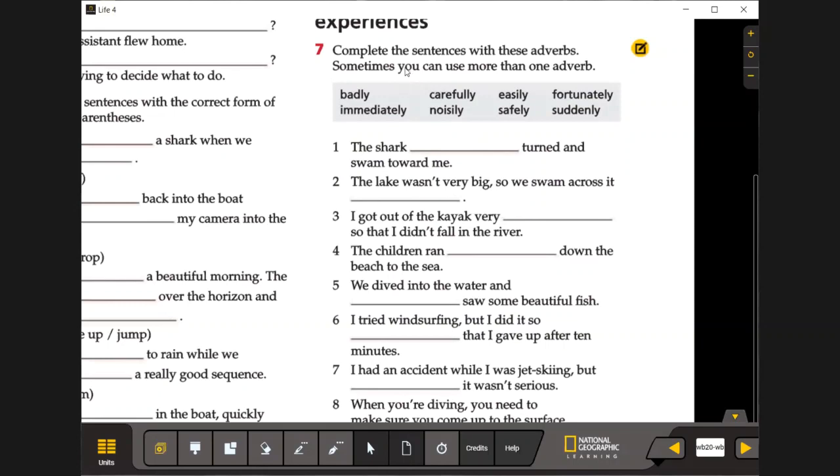Volunteers, Mare is going to read instructions, please. Just the instructions. Robert, you will give us the pronunciation for all of these adverbs. Yes? Okay. Mare, you read the instructions, please. Complete the sentences with these adverbs. Sometimes you can use more than one adverb. Thank you. And then Robert is going to read the adverbs, please.